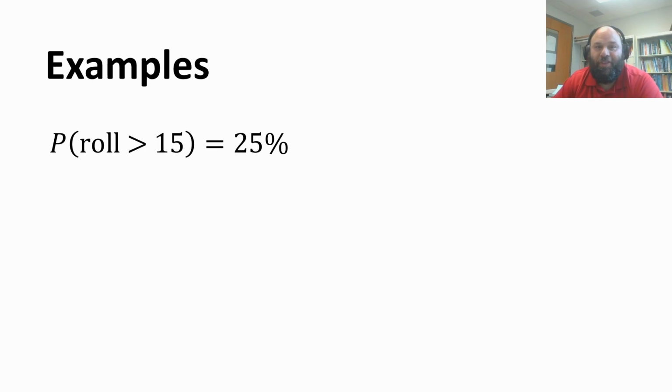So kind of with the example we left off with last time, we were looking at the probability that we roll something bigger than a 15 on a 20-sided die. So using the theoretical probability, this statement says probability that my roll is bigger than 15 is 25%.